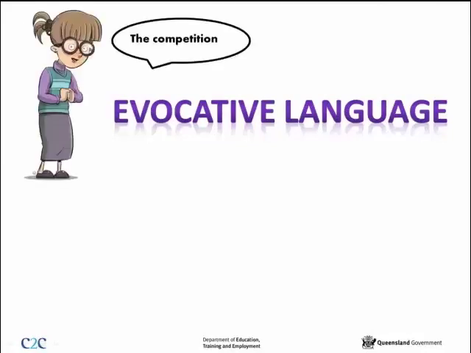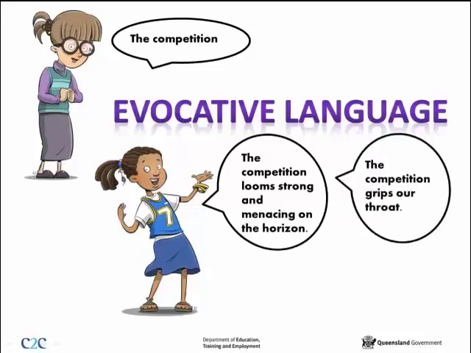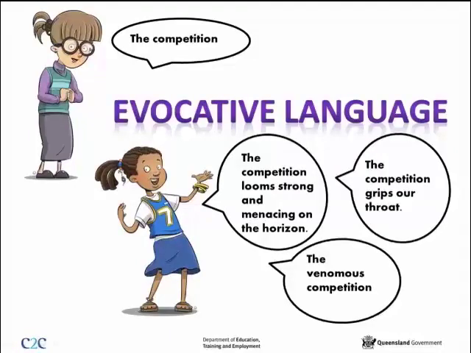What about evocative language? This simply means language that evokes an emotional response. An easy way to do that is to appeal to the senses. For example, instead of saying the competition, you might say the competition looms strong and menacing on the horizon, or the competition grips our throat, or the venomous competition. A much better way to express the idea of the competition, do you not think?